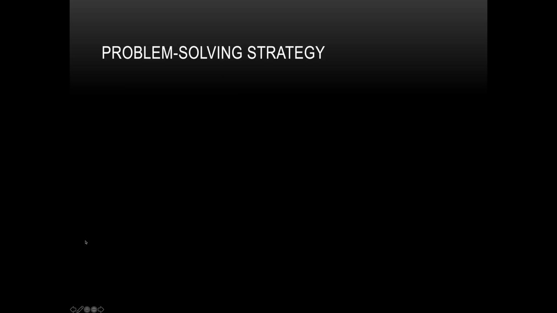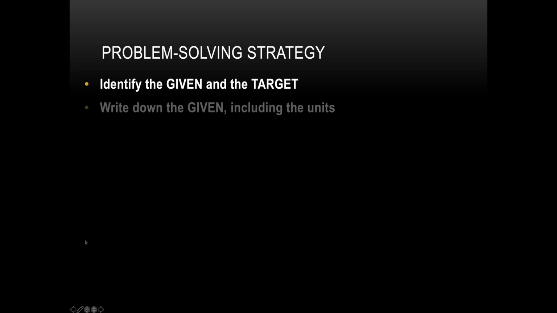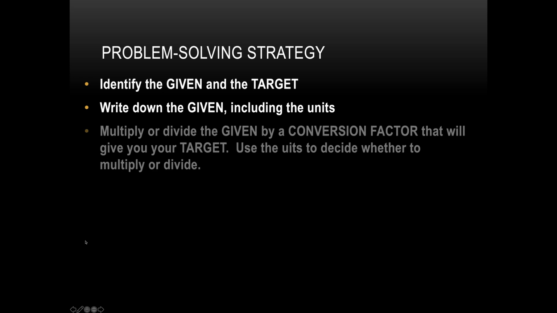So here's how you do it. Problem solving strategy, whenever you're doing conversions, is very simple. What you do is you identify what's given and what the target is. The given is going to have some kind of number and a unit. And the target will just say, well, how much of this and a unit. Write down what the given is, including the units. The given always has to go first. Always, always, always, always. The only exception is never.